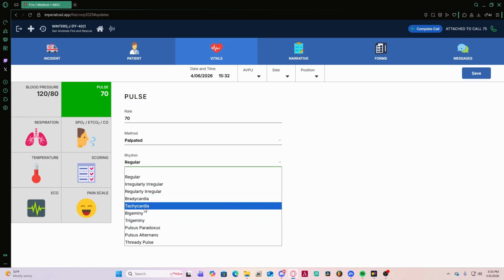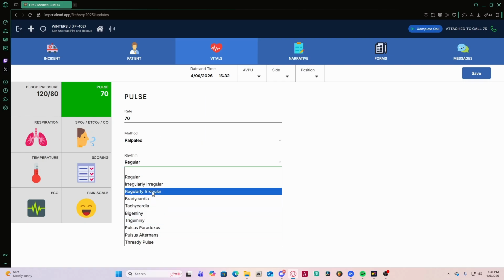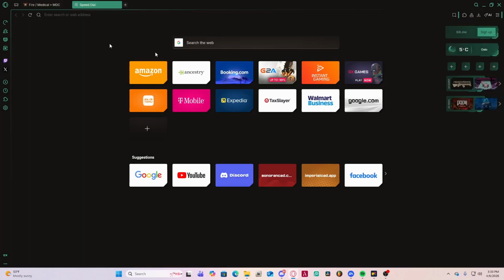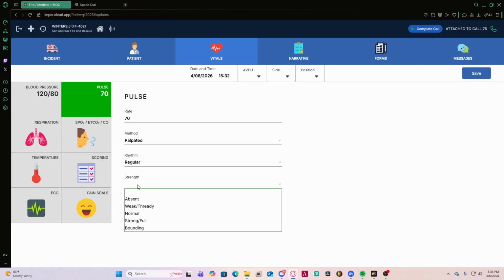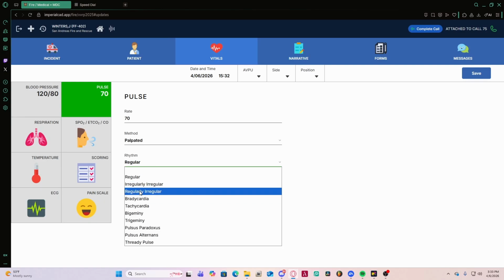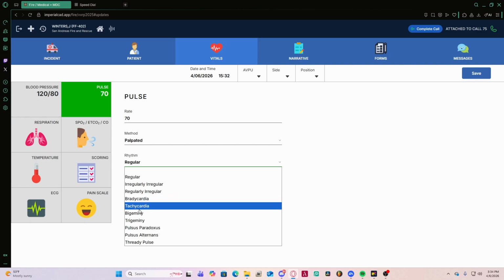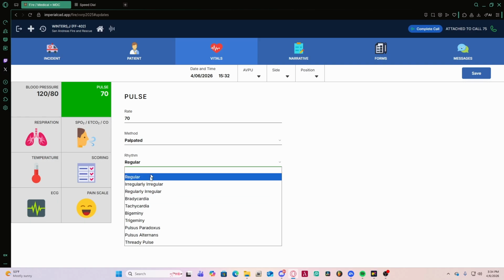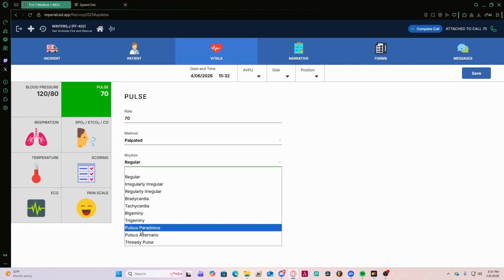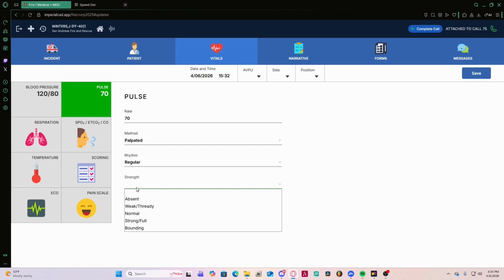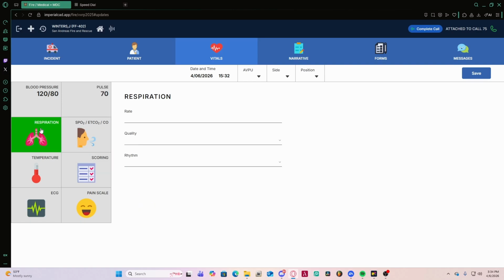I know some of these can feel overwhelming. It doesn't hurt to just open up Google and ask, or to ask somebody else on the scene with you if need be. Shoot me a DM if need be, but usually you're either going to get regular or one of these four or five, nine times out of ten. Rarely do I see these except for thready pulse. Anyways, strength. Let's just say it was normal. Bounding is a really fun word to say. Sorry, squirrel. I promise I'm a normal person.